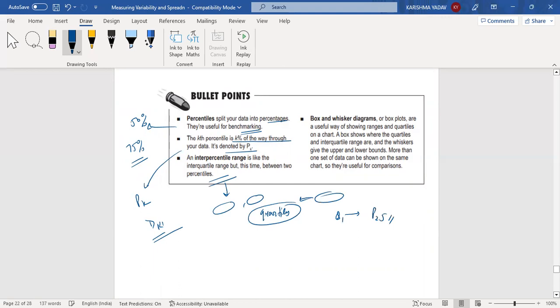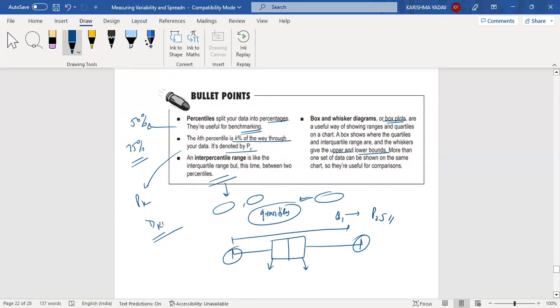Okay. Now, box and whisker diagrams, or you can say box plots, are a useful way of showing ranges and quartiles on a chart. A box shows where the quartiles and interquartile ranges are, and the whiskers give us upper and lower bounds. The box shows where this is my lower quartile, this is my upper quartile, this is my median, and the whiskers give us the range of the data set: here is the upper bound, here is the lower bound.